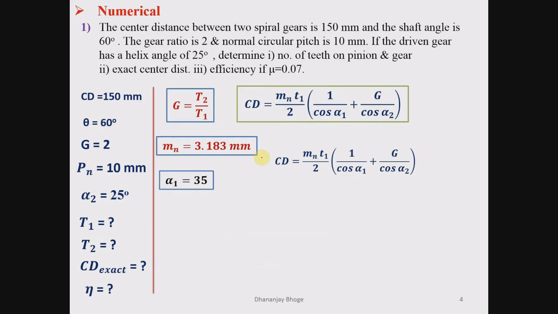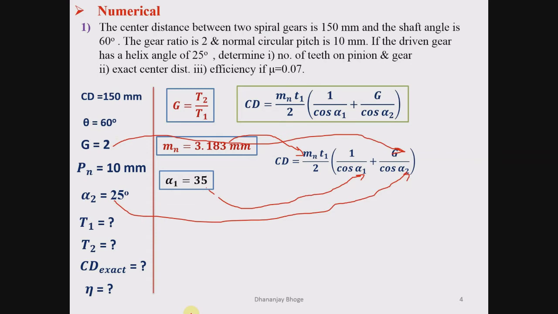Put the values of alpha 1, mn, alpha 2 and g and find out T1. What is T1? mn is 3.183, alpha 1 is 35, alpha 2 is 25, gear ratio is 2, and center distance is 150. What is the value of T1?